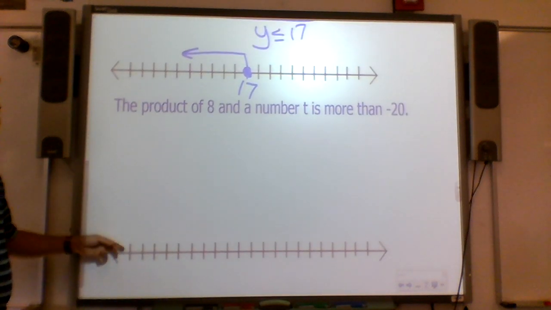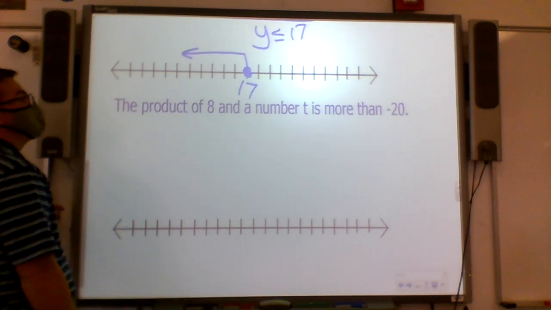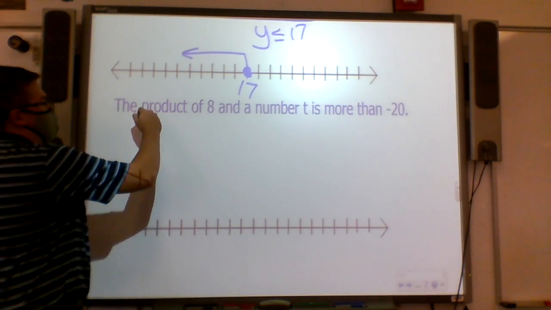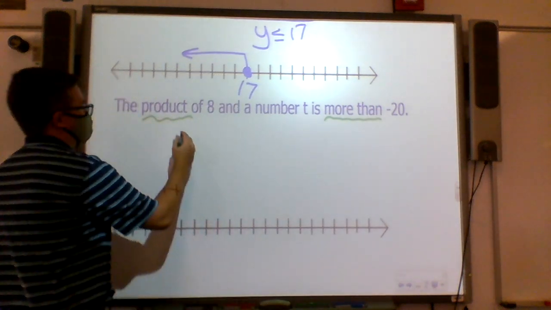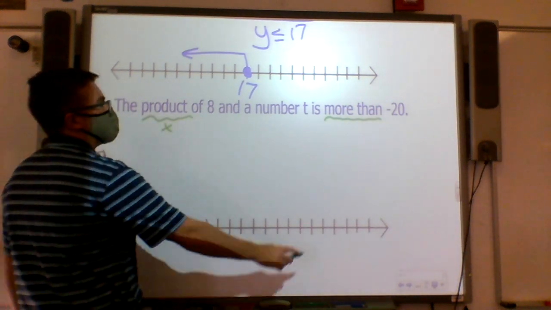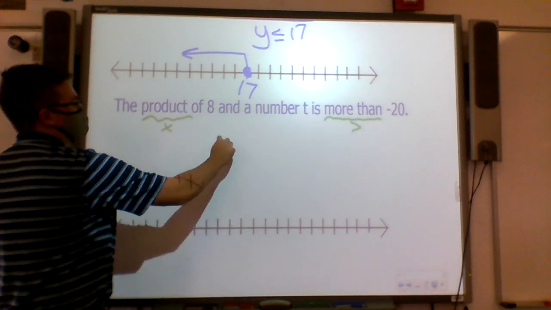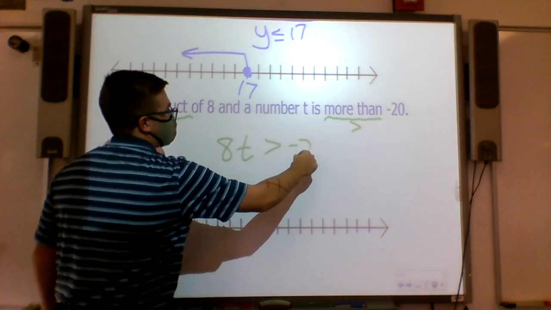All right, down here at the bottom, the product of 8 and a number t is more than negative 20. So keywords, product and more than. Product means times, more than is greater than. So the product of 8 and t is more than negative 20.